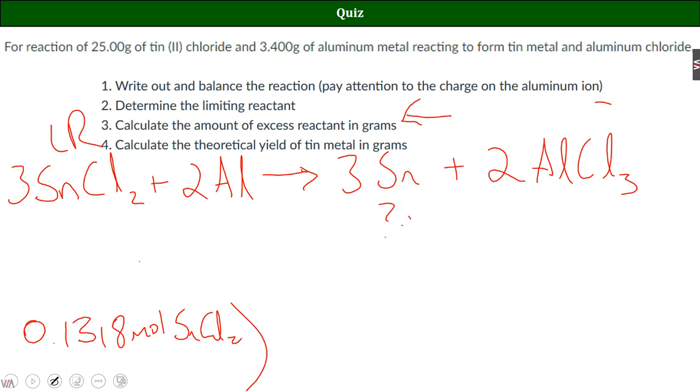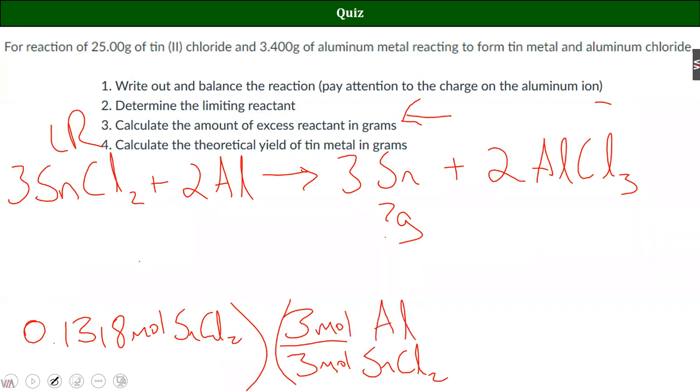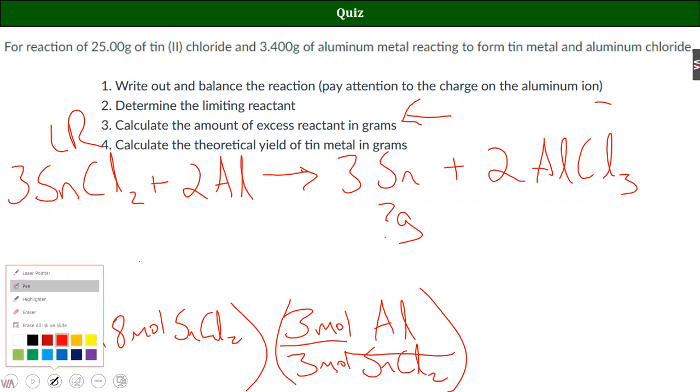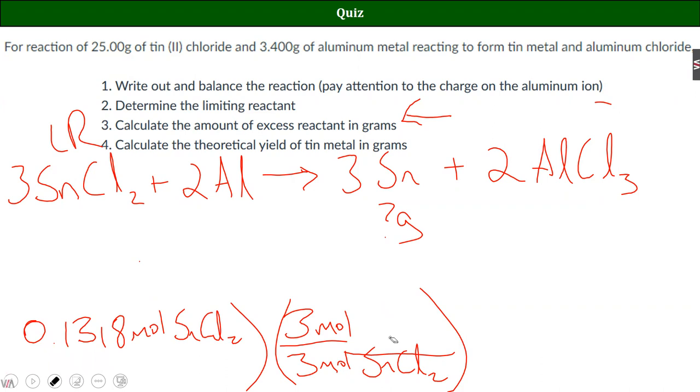So if we want to find out how many grams of product we can make, it doesn't matter that we have 0.12 moles of aluminum. It just matters that it's not running out. So we just use the limiting reactant here, and we can say 3 moles tin 2 chloride. Oops, sorry, 3 moles of tin. So it doesn't change number of moles, but we want it in grams. So then we can just take that and say 1 mole of tin is 118.